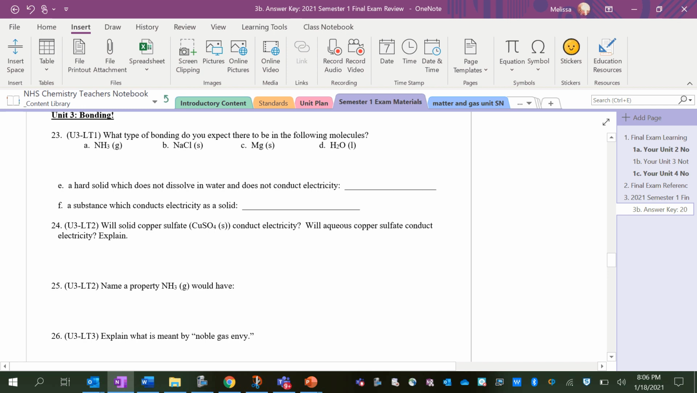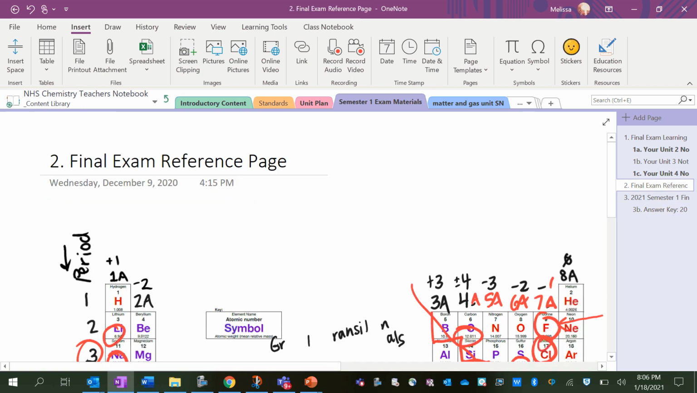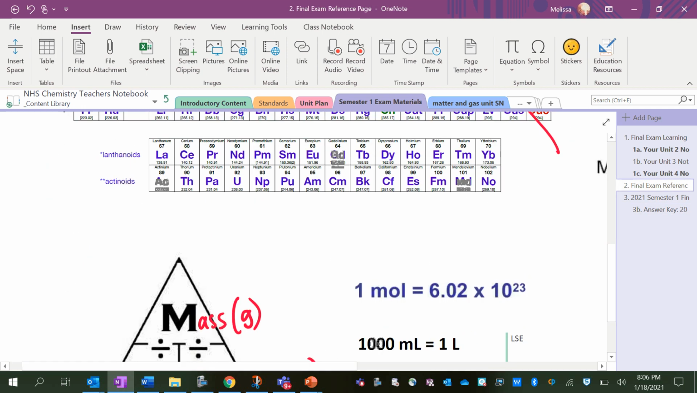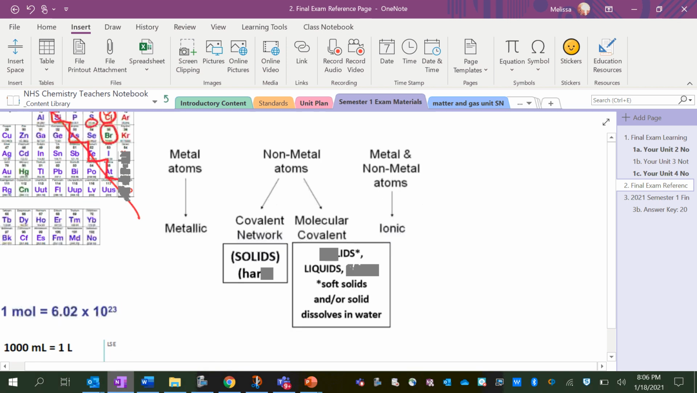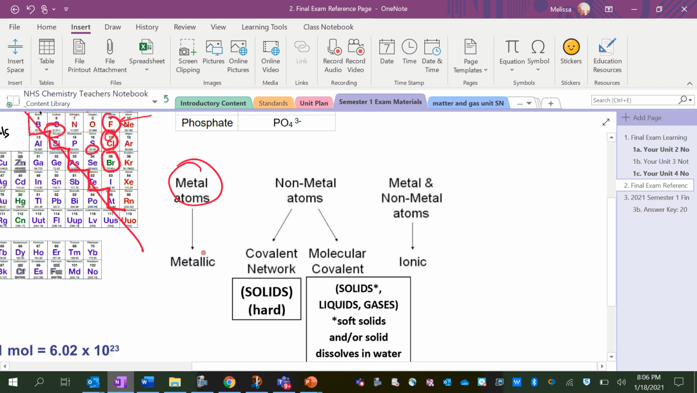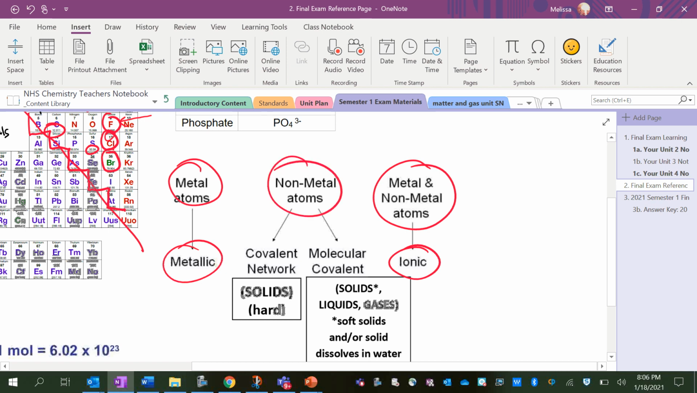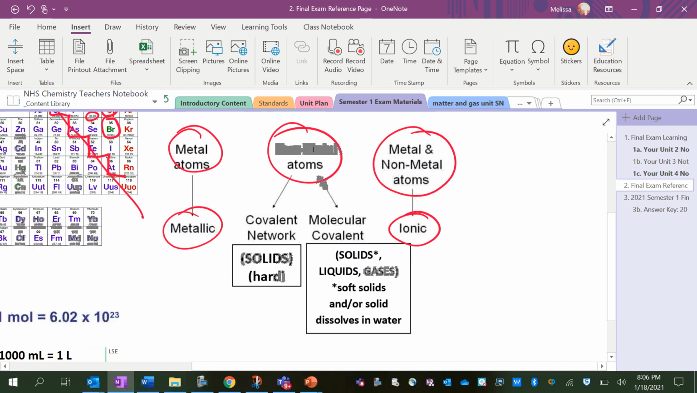All right, now we're in Unit 3. What type of bonding do you expect there to be in the following molecules? All right, on your reference sheet, you get to have this handy-dandy flow chart. So let's review this. If something has all metal atoms, it has metallic bonding. If it has metal and non-metal atoms, it has ionic bonding. And if it has all non-metal atoms, you need to look at further clues.